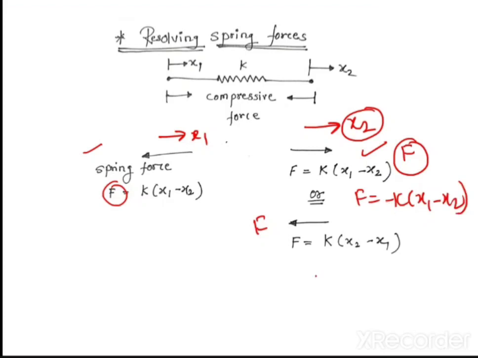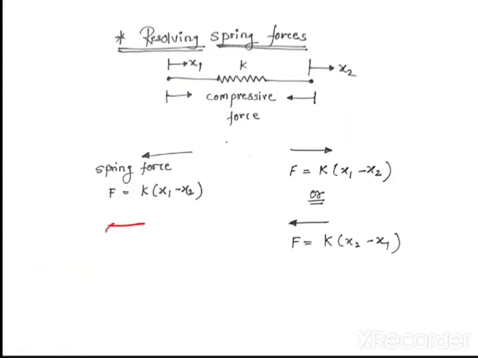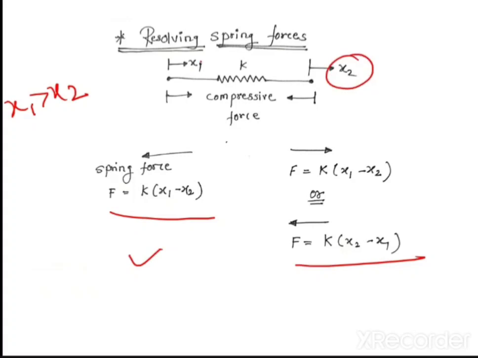So instead of writing minus k, I can write F is equal to k into x2 minus x1. Is it correct? Now you can see that this spring force F is opposite to this x1, and this spring force F is opposite to this x2. That means, when your spring is connected between two masses, on one side F is equal to k into x1 minus x2, and on the other side k into x2 minus x1, assuming that x1 is greater than x2. The direction is opposite to the displacement.